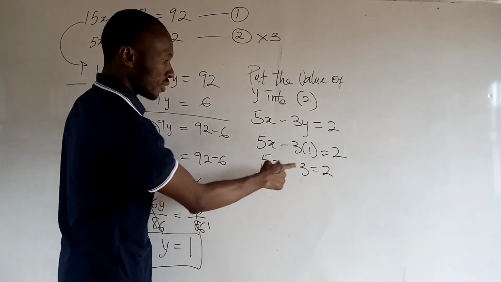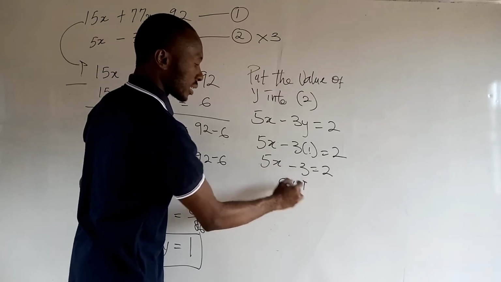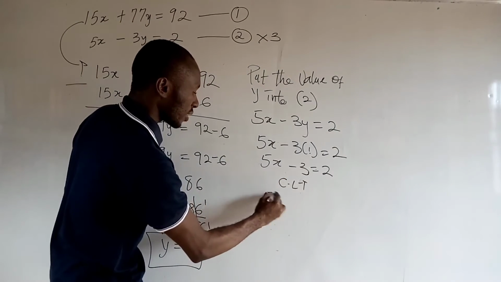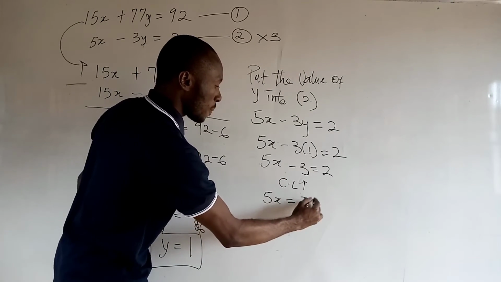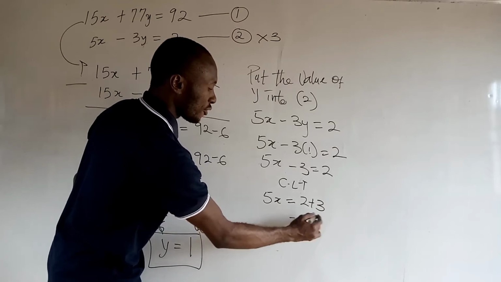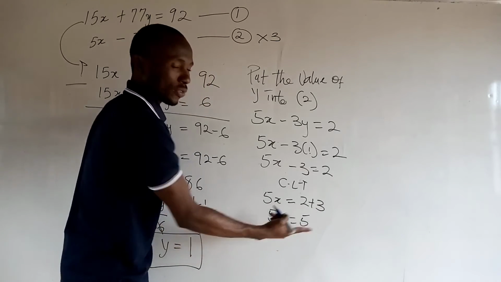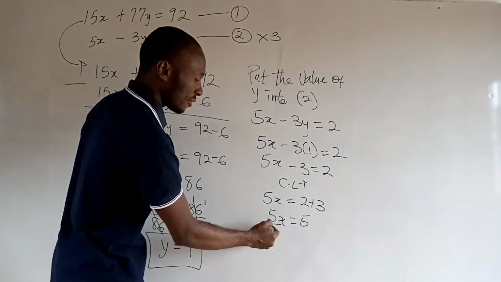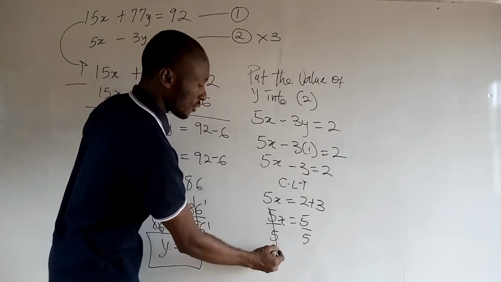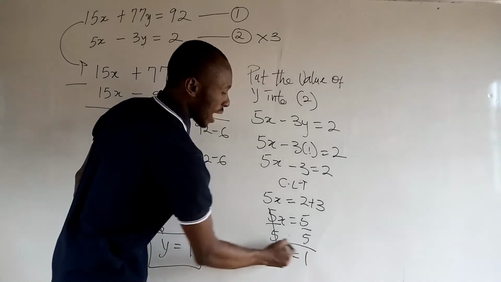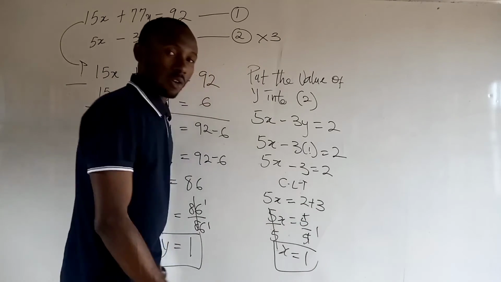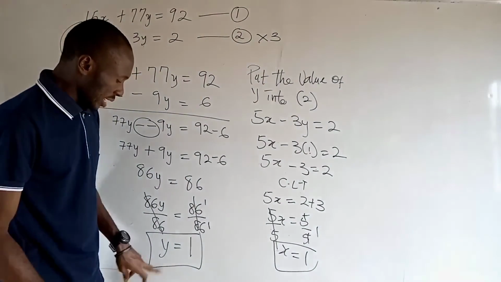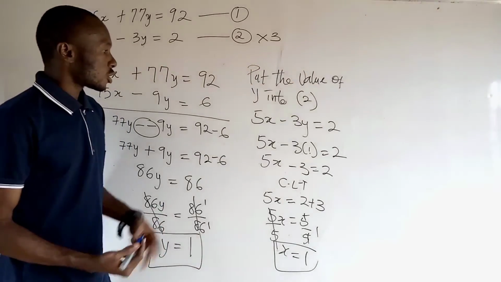If I collect like terms and take minus 3 to the other side, I have 5x is equal to 2 plus 3, which gives 5. So 5x is equal to 5. You divide both sides by the coefficient of x, which is 5, and you have x is equal to 1, since 5 divided by 5 is 1. So the value of x is 1 and the value of y is 1 also.